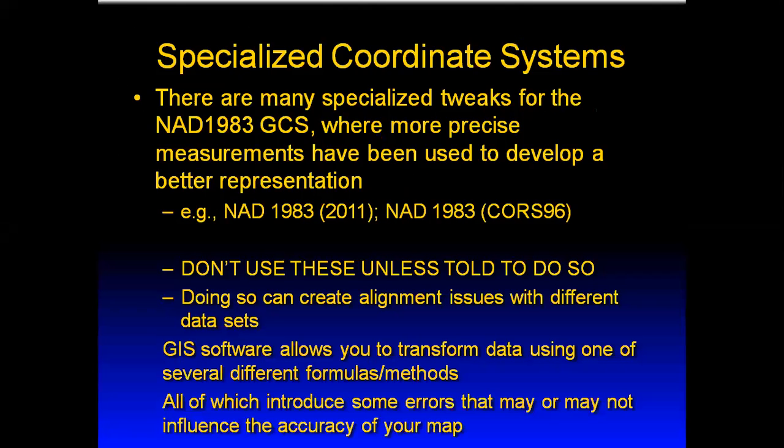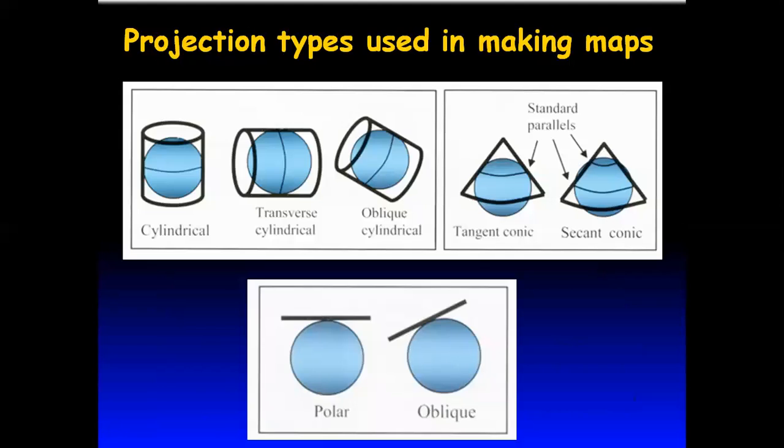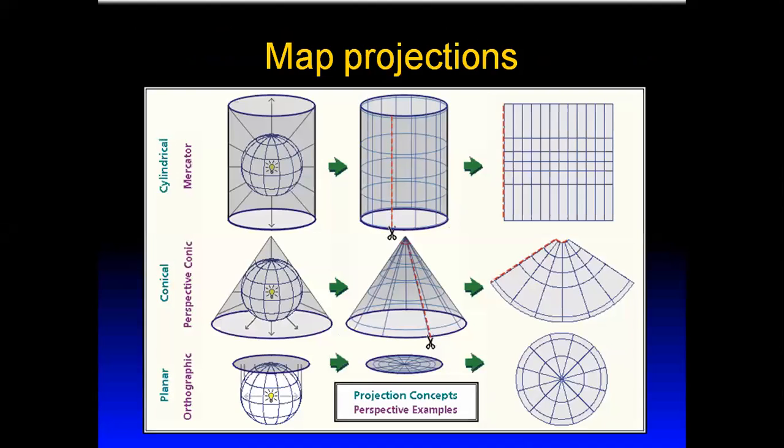Specialized coordinate systems. There are many specialized tweaks for NAD 1983 GCS, where more precise measurements have been used to develop a better representation. See here, this is called a cylinder. This is called a transverse cylinder. This is called an oblique cylinder. This is called tangent conic, secant conic. This is polar and this is oblique. These are actually projection types used in making maps. These are the general terminology, and according to this, the coordinate systems are classified.